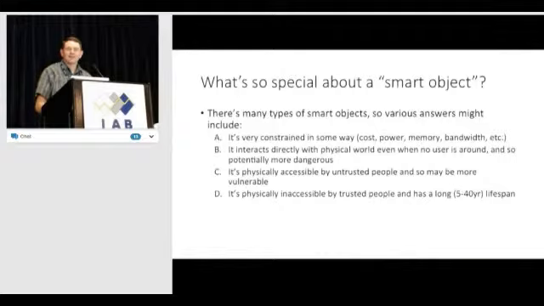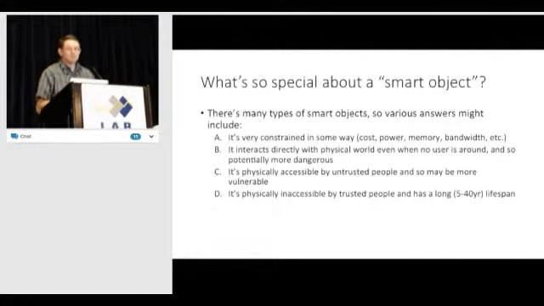So what's so special about a smart object anyway? Well, there are at least four different things. There's not one thing that's a smart object. When we say Internet of Things, it means many different things. There are at least four different criteria that might apply to different types of smart objects. Maybe it's very constrained in some way. It doesn't have very much memory or bandwidth or what have you. Maybe it interacts directly with the physical world even when a human isn't present, and so in some sense it may be more dangerous in that respect. It might be physically accessible by untrusted parties and therefore very hard to secure. Or it might be physically inaccessible by trusted parties and be very hard to service. So a particular smart object may have any one of those criteria and maybe more. So when we talk about smart objects, there's a big space with lots of different things going on.